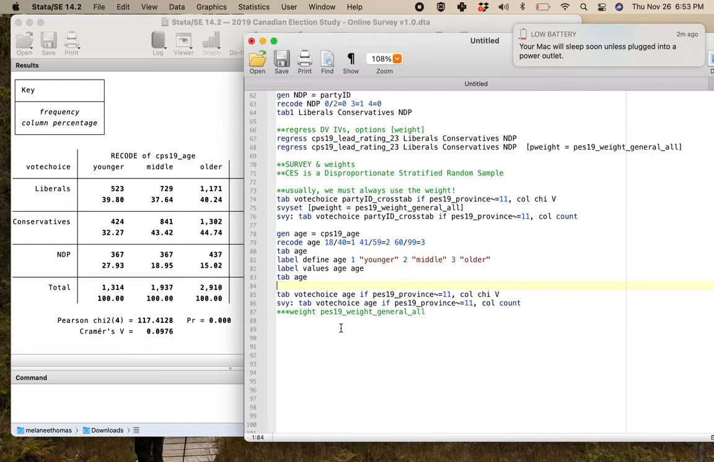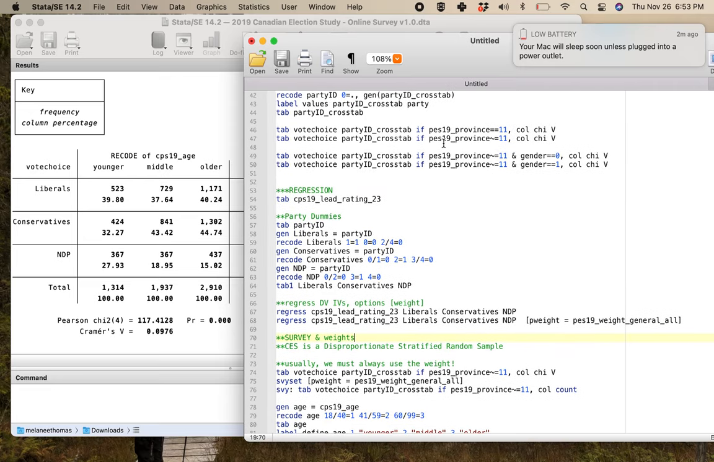But you should be aware the weights are there, and especially if you're a grad student using the CES, this is what you should be doing here, right? Run a regression, DV, IV, and then make sure that you have the weight on. Okay. Happy to answer questions in email or in tutorial, but that's it. There you go. Now you know how to run a regression and put a weight on. Ta-da!